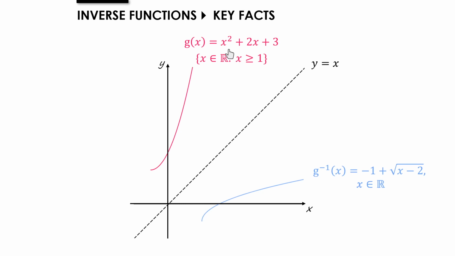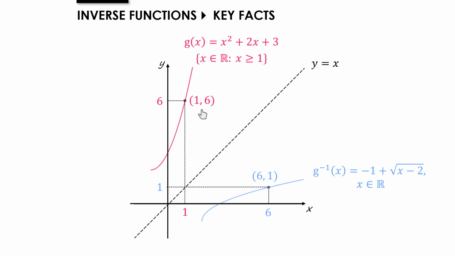Suppose we have our function here g, and we decide to put in the x value of 1. 1 squared plus 2 times 1 plus 3 gives us 6. By definition, the inverse should take 6 and get us back to 1. So if we put 6 in on the x-axis over here, the inverse should get us over here to 1.